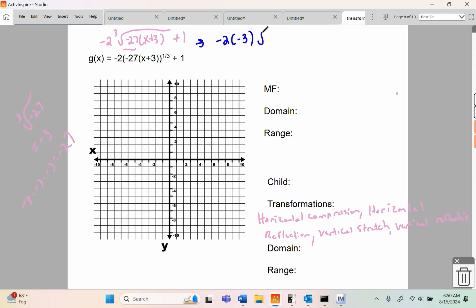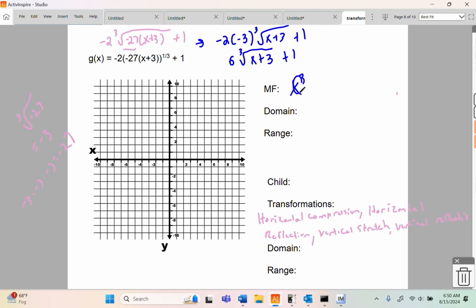I am not going to take the cubic root of x plus 3 because I have no idea what x is, so I can't. And now negative 2 times negative 3 is just 6. Math is about manipulation, kids. Manipulate it into something else you can work with. All right, so before I start graphing this thing, let's graph mom.